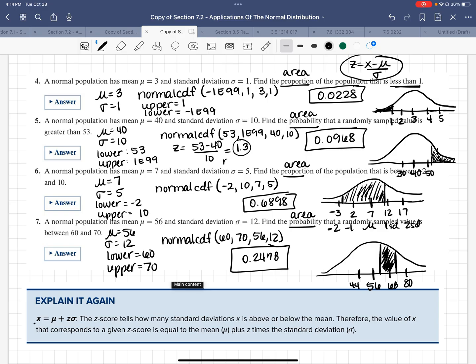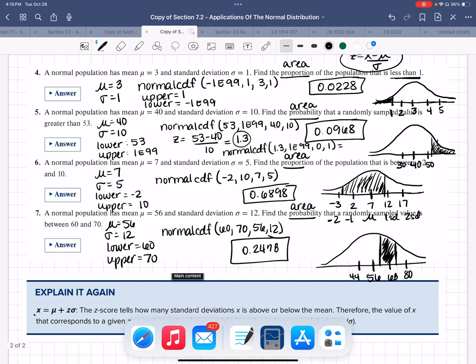So if you put this in your normal CDF and you are using the typical normal distribution with the 0 and 1 there, we would put, we're going from a z-score of 1.3 to 1E99, comma, then our mean is 0, our standard deviation is 1. Let's see if we get the same thing. Let me write this down over here. I've got 1.3, 1E99, and I've got 0, and I've got 1.